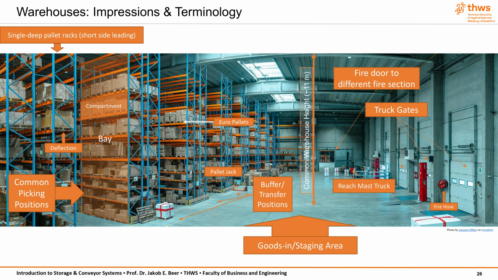It's worth noting that buffer positions are not limited to human-operated processes. In automated warehouses, similar principles apply. A conveyor might deliver a tote to a transfer station, where it waits for a robotic arm or a shuttle to pick it up. Even here, the buffer serves the same purpose: decoupling two processes and ensuring that small timing mismatches do not interrupt the flow of goods.